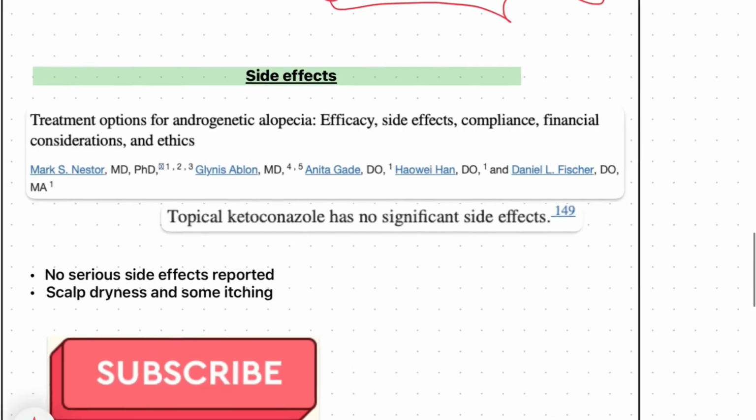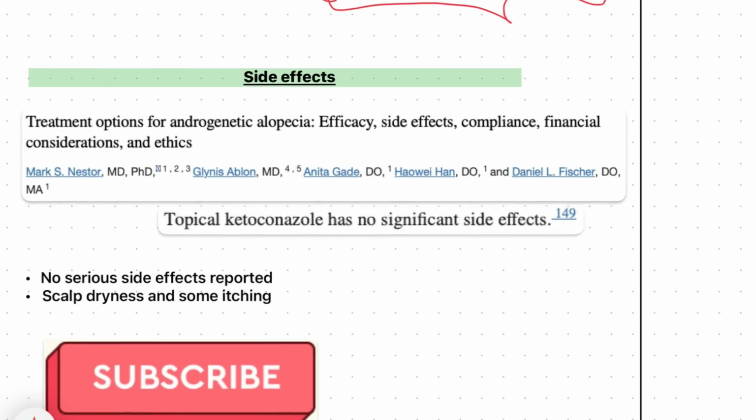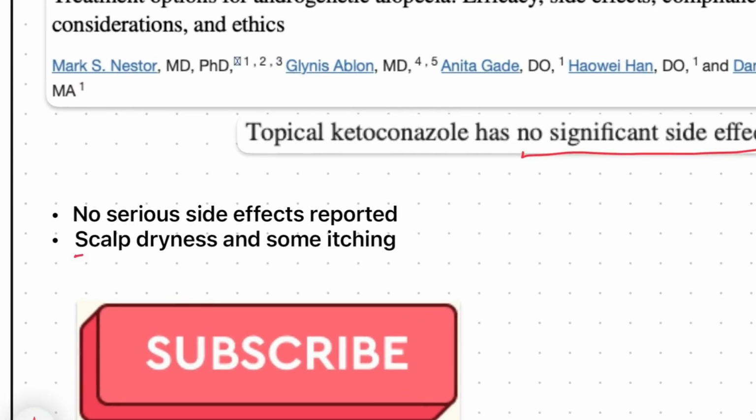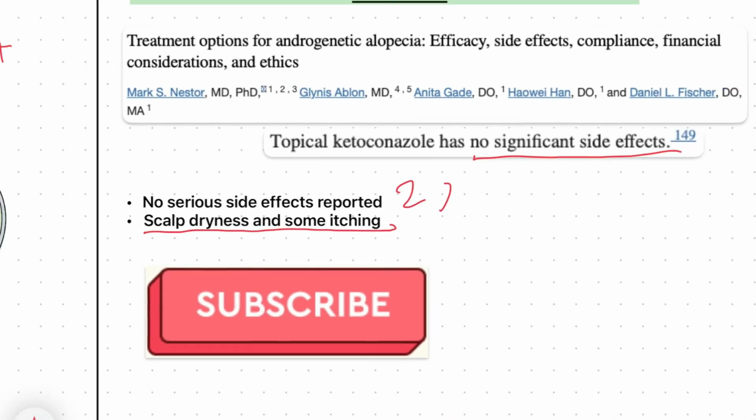So when it comes to side effects of the topically applied ketoconazole shampoo, there seems to be no significant side effects. Some reports do include scalp dryness and itching, but it is generally well tolerated at a 2% concentration in shampoo form.